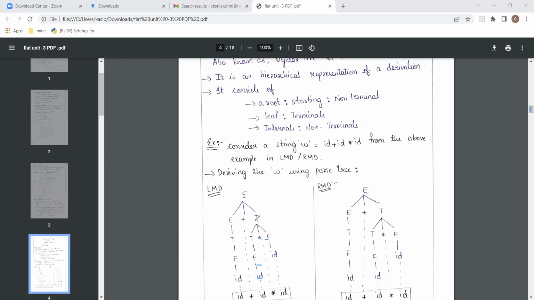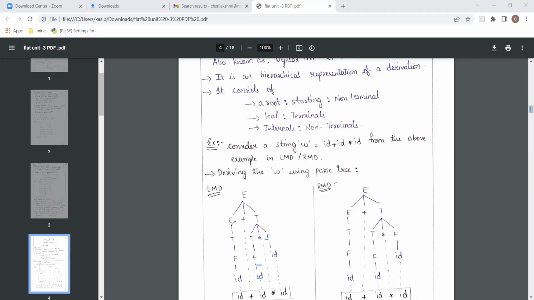So the same example means, see, E tends to E plus T. First I have to take that. That is the leftmost derivation. So what I have to do, from the left side, we are going to derive here. E tends to E plus T.